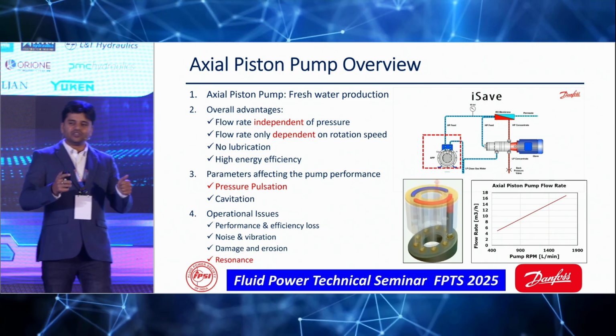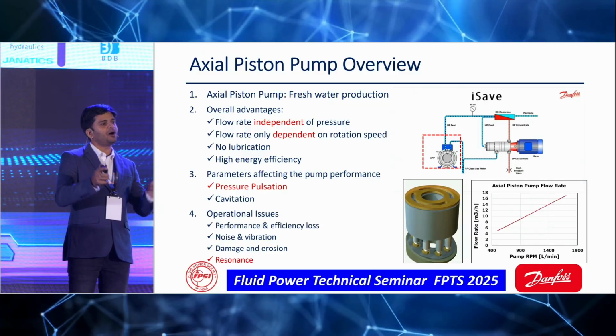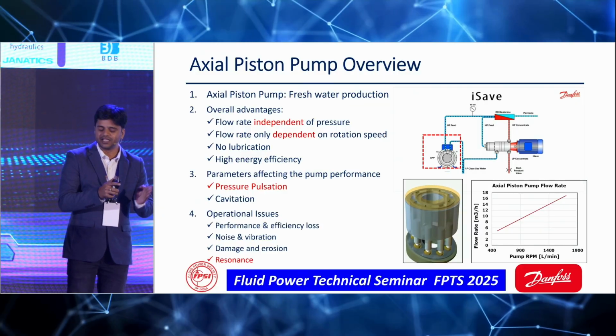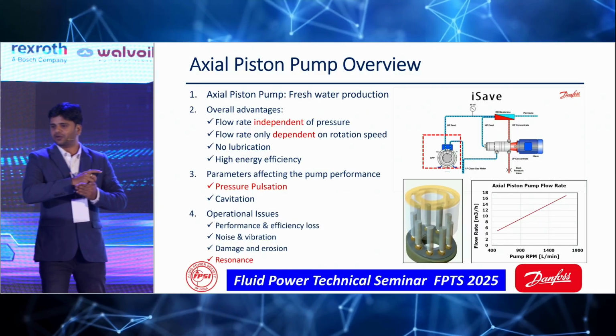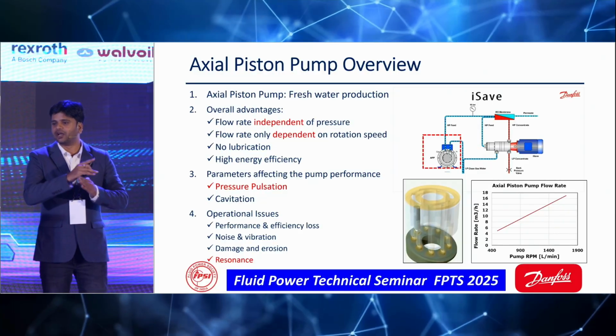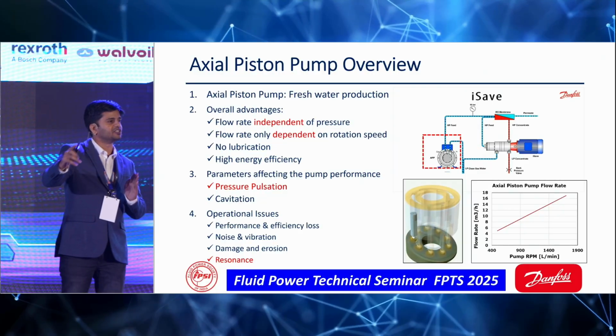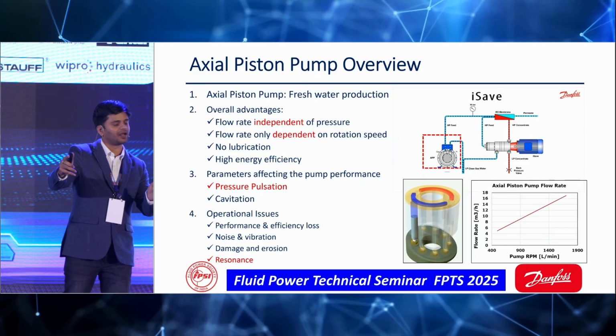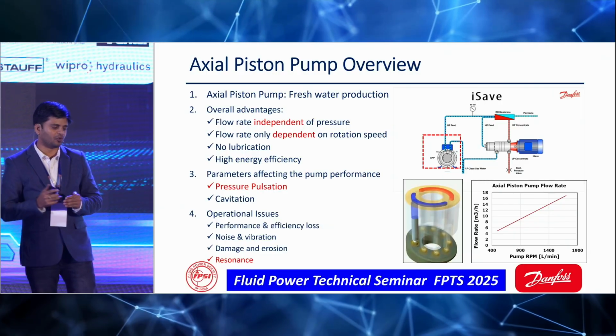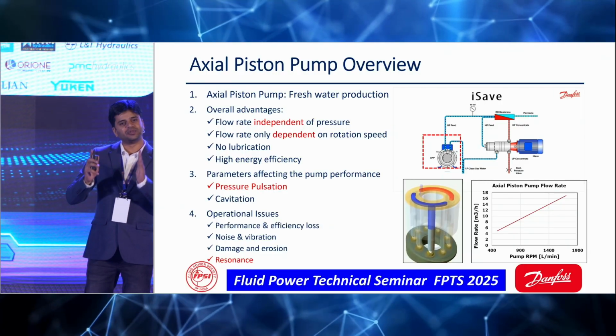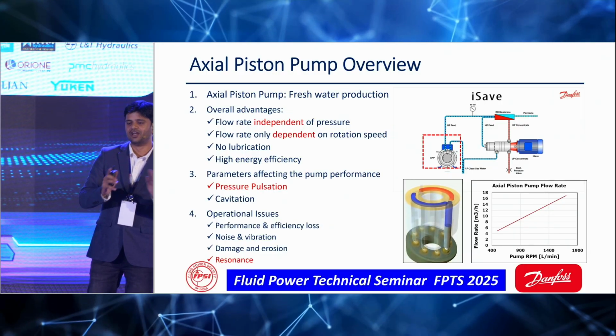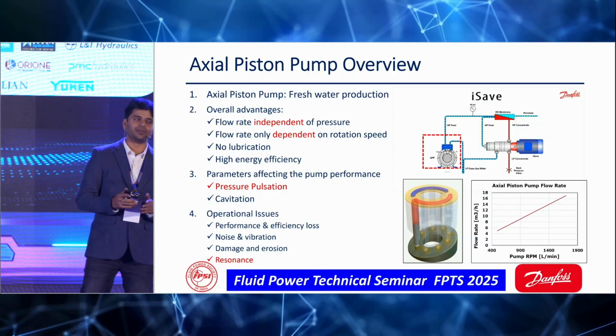One of the attractive features of this kind of positive displacement pump, the axial piston pump, is that you get a fixed flow rate independent of the discharge pressure. No matter whether you have 60 bar, 80 bar, or 120 bar, you get the same discharge flow. On top of it, it's only a function of the RPM, which you have in control. And that is what you have to do to meet your requirement.